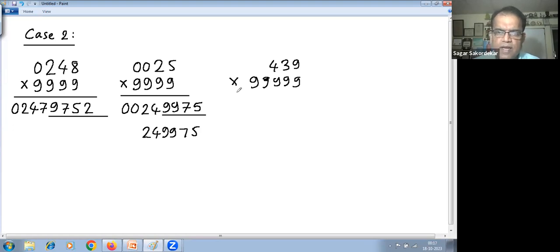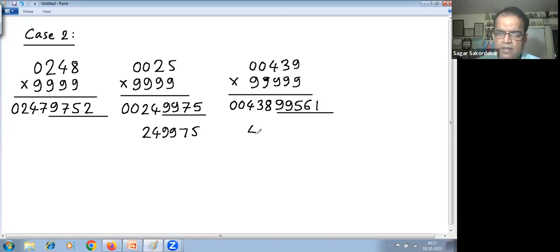So yeah, there are five nines, whereas the number is only three digits. So to match, you have to put two zeros so that it will be five digits, and solve it. 00438. Very important, one less. And second part, 9 minus 0 is 9. 9 minus 0 is 9. 9 minus 4 is 5. 9 minus 3 is 6. And very important, last from 10.